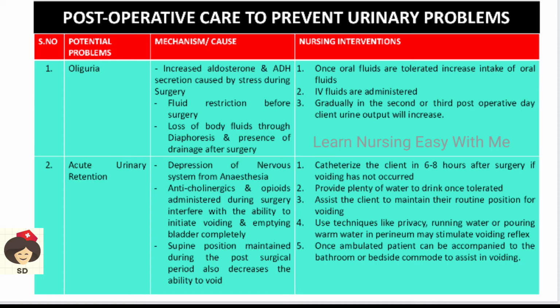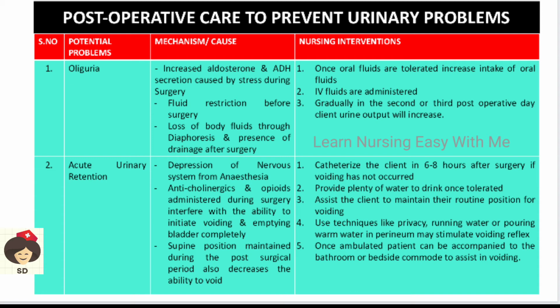And next is urinary problems. So in that, patient may go for oliguria. So this can be due to increased aldosterone and ADH secretion, which will cause more and more reabsorption of water and fluid back into the body, so that urine output will be decreased. And fluid restrictions before surgery and loss of body fluids through diaphoresis and drainage can cause decreased urine output.